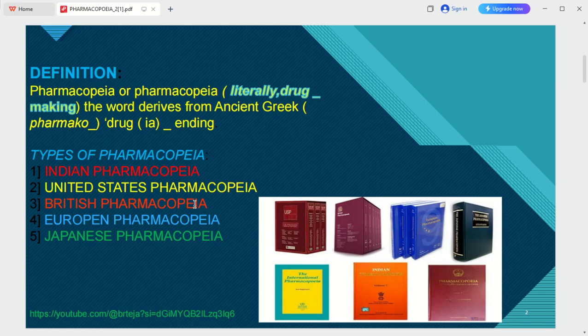After independence, in 1947, India started its own pathway in the Indian Pharmacopoeia. The Government of India published the Indian Pharmacopoeia list in 1946. Who prepared it? Sir R.N. Chopra and 9 other committee members prepared this list as a supplement to the British Pharmacopoeia.